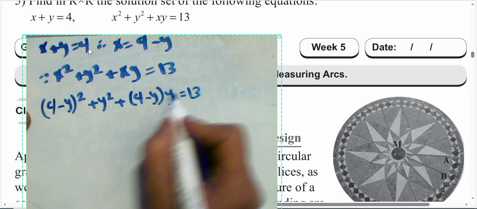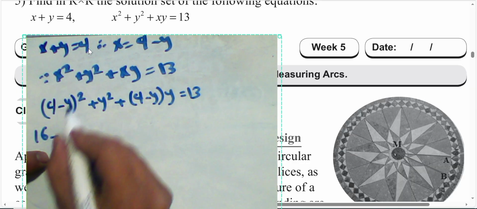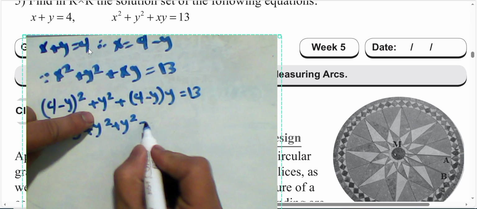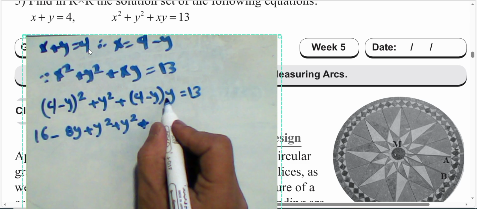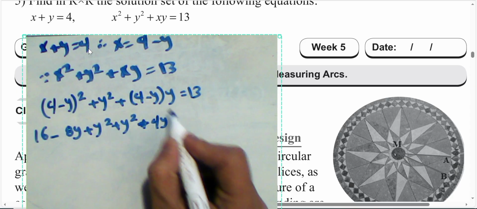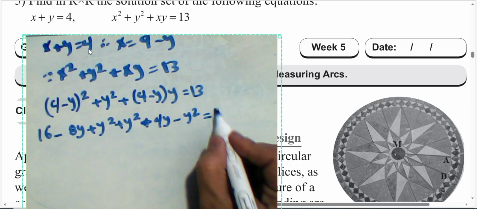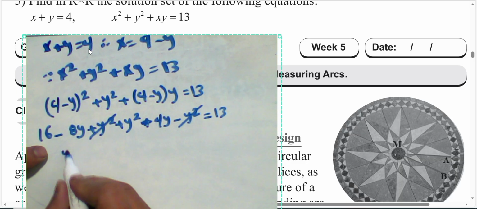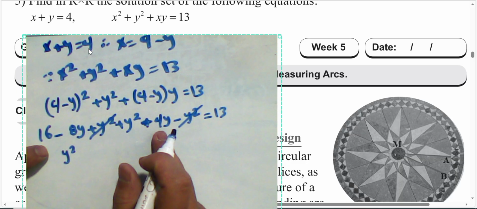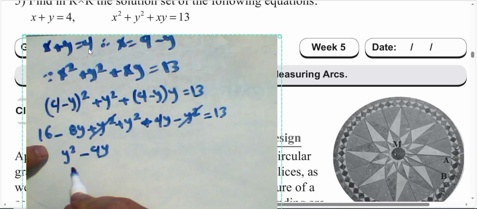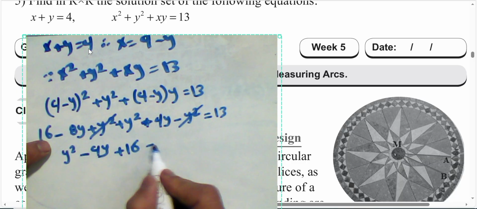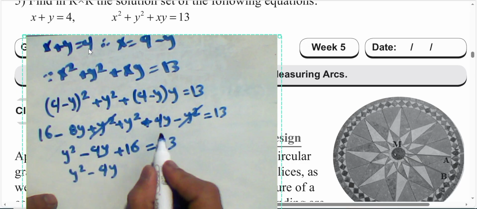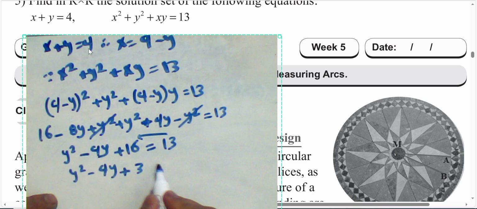4 power 2 is 16, and the middle 2 times 4 times y equal 8y, plus y power 2, and also plus y power 2, plus y times 4 equal 4y, and y times y is y power 2, equal 13. We combine the y power 2 terms, 4y minus 8y will be negative 4y, and we have 16 equal 13. Move 13 here, then y power 2 subtract by 4y plus 16 minus 13 equal 3. The result will be 0.